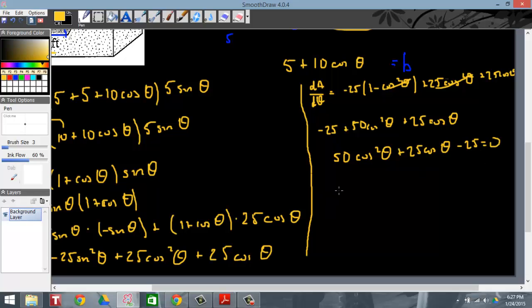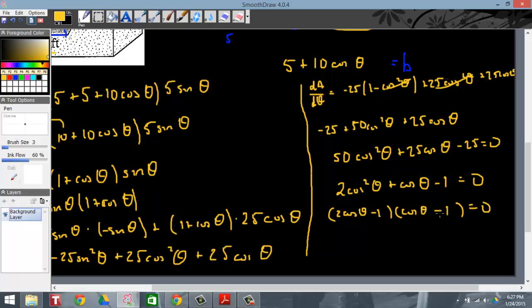I can divide out a 25 here, so I would get 2 cosine squared theta plus cosine theta minus 1 equals 0. I can go ahead and factor that out. And I'm going to get 2 cosine theta minus 1, and cosine theta plus 1. So cosine of theta is going to equal 1/2 or negative 1.